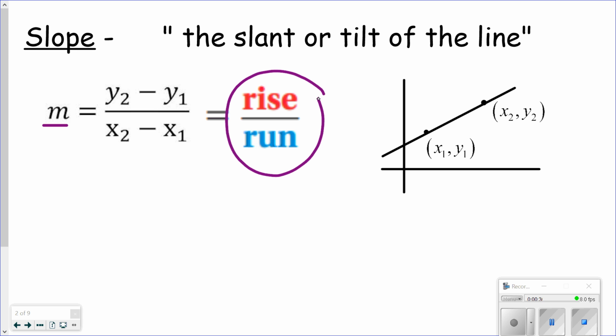If we look at this diagram here, we have x1, y1, x2, y2. So to find the slope of a line, we need two coordinates, and we can plug these values into our equation to find the slope. You should remember this from Algebra 1, or at least be familiar with it.